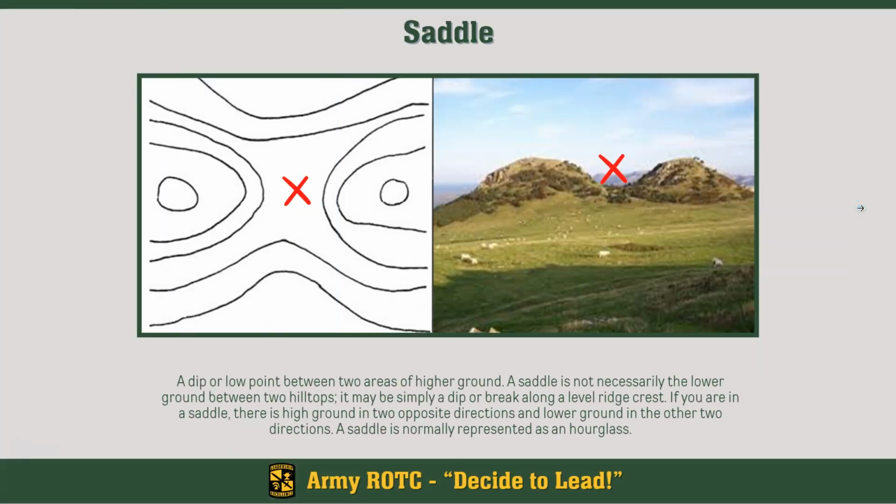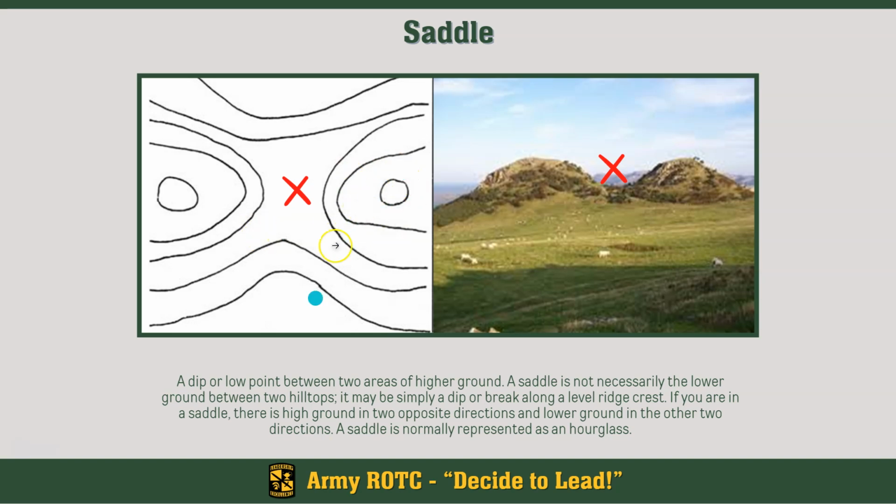Now saddles, these are a dip or a low point between two areas of higher ground. So it's not necessarily the lower ground between two hilltops, it's just simply a dip or a break along a level ridge crest. So if you're in a saddle, there's high ground in two opposite directions and lower ground going the other two directions. And it's usually seen as an hourglass shape.